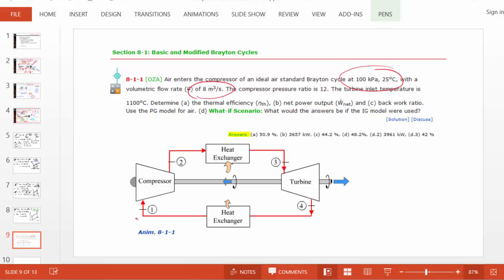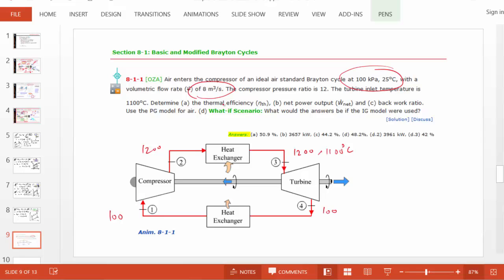In other words, the mass flow rate is not given, and we know how to convert volumetric flow rate into mass flow rate. The compressor pressure ratio is 12. So if this is 100 kPa here, it will be 1200 kPa at state 2. So it will be 100 kPa here, 1200 kPa, 1200 kPa, back to 100 kPa. And the turbine inlet temperature is 1100 degrees Celsius. So these are some of the data given to us.